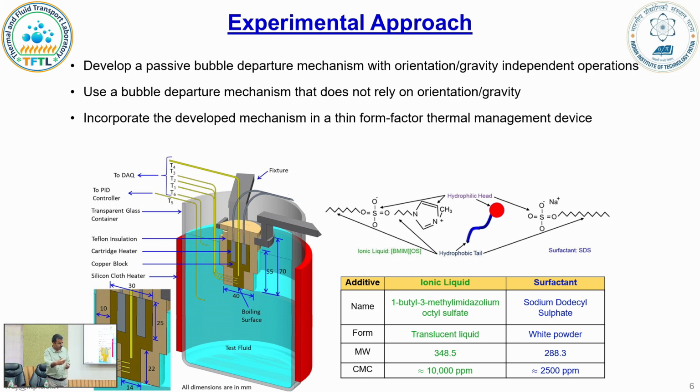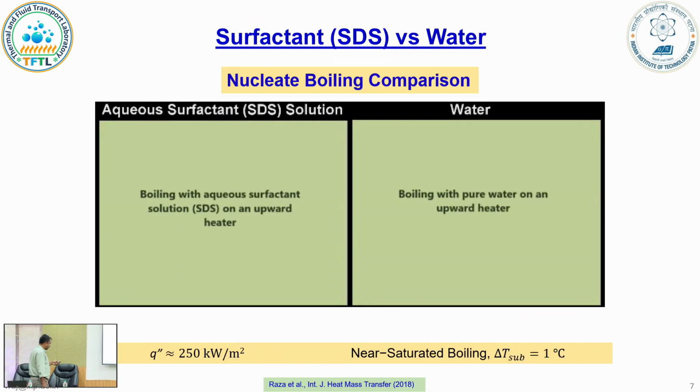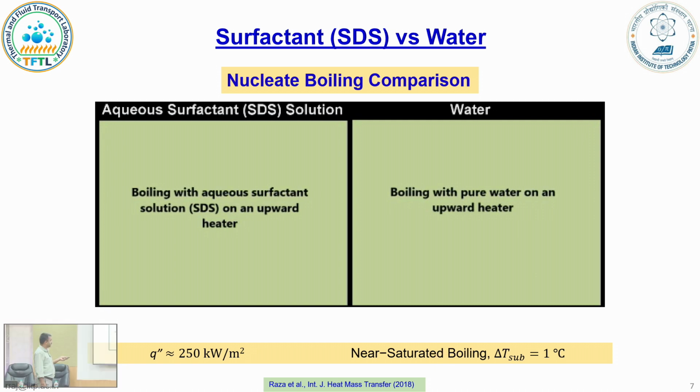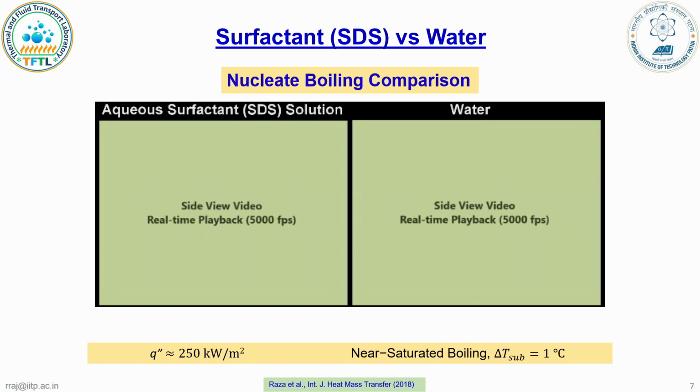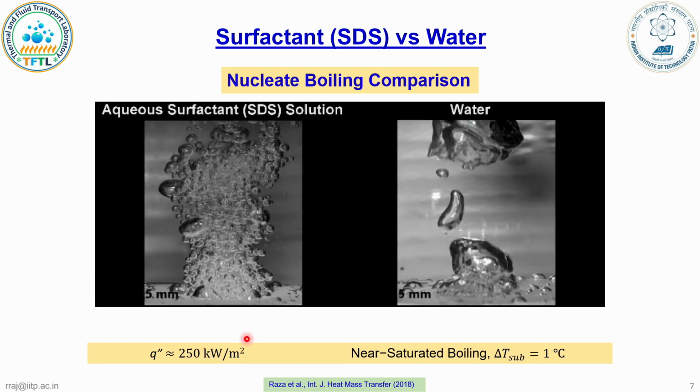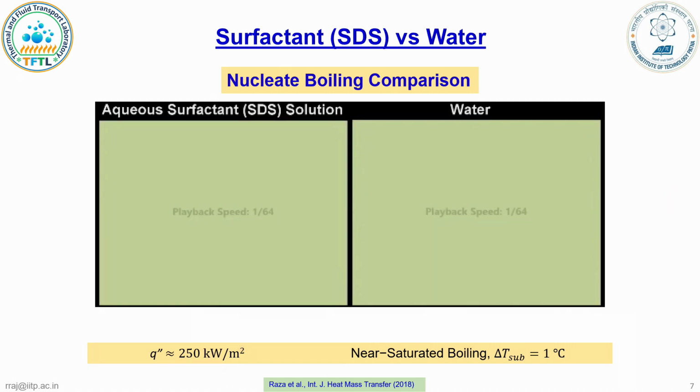And during the time we were doing this research, ionic liquid also emerged as replacement for surfactants for many other reasons, and they have a wide variety. Every day new ionic liquid is coming, so we also tried one. So let me show you what's the difference in normal earth gravity boiling for water versus surfactants. So what you will see on the right is water, exactly same conditions, saturated conditions nearly, and heat flux same. This is real time, and now we'll play it slow.